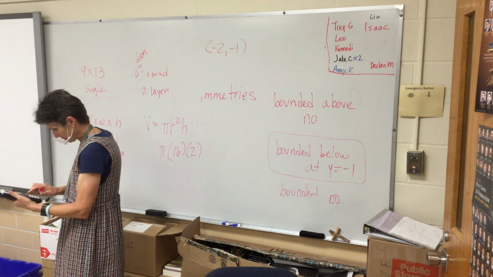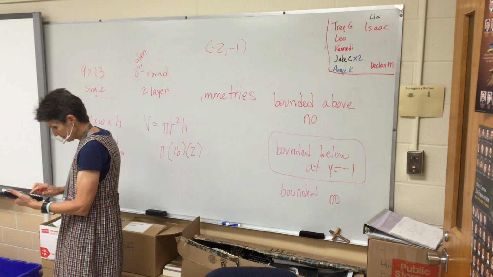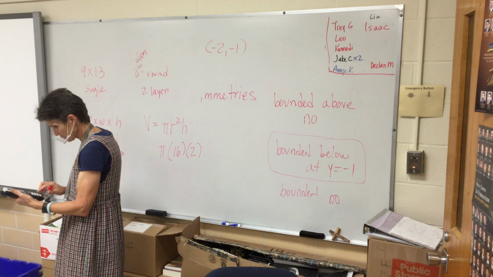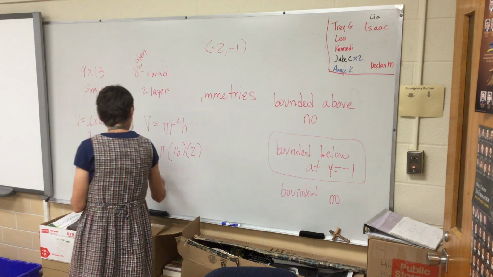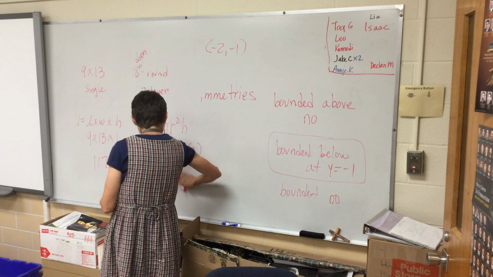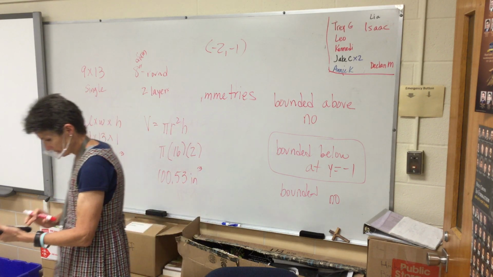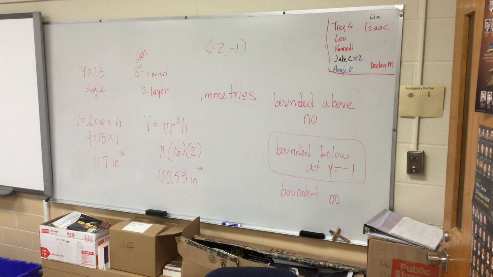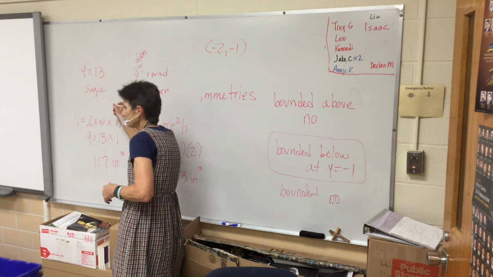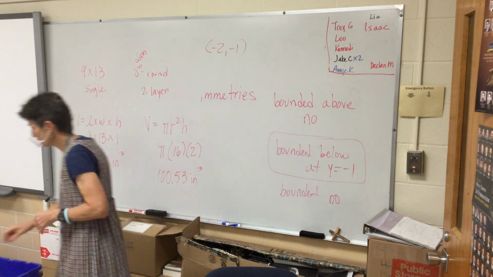Pi times 16 times 2. I got 100.53 cubic inches. Is that right? So if you are really interested in getting the most cake for your money, which one are you going to buy? The rectangular one. Sure, that's the one you're going to buy.